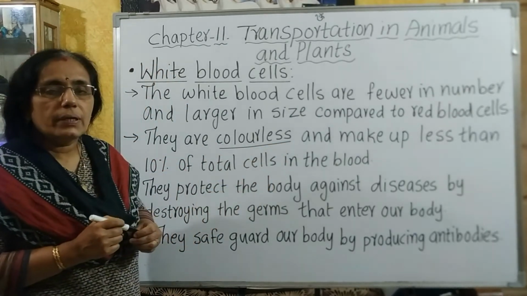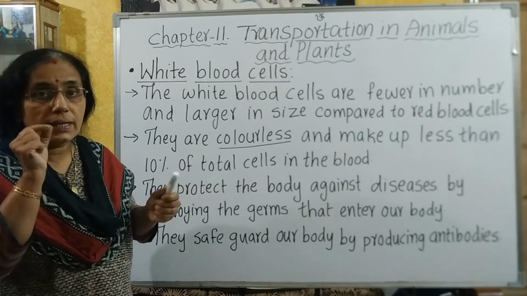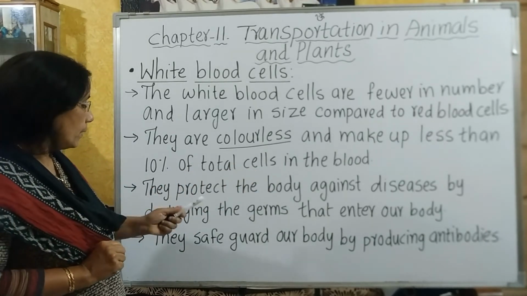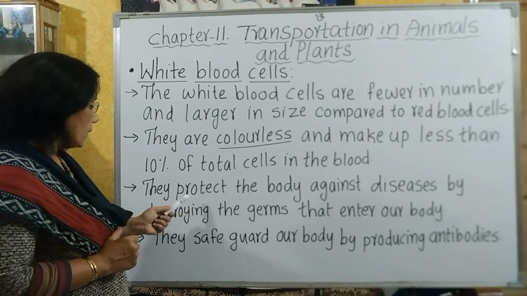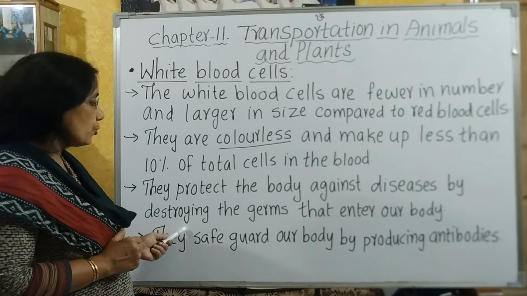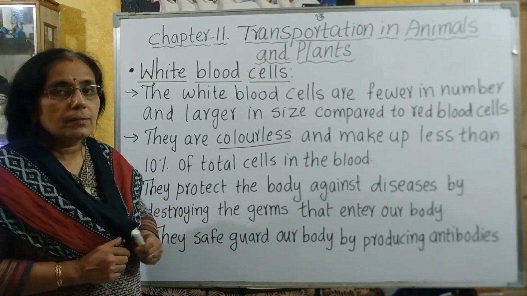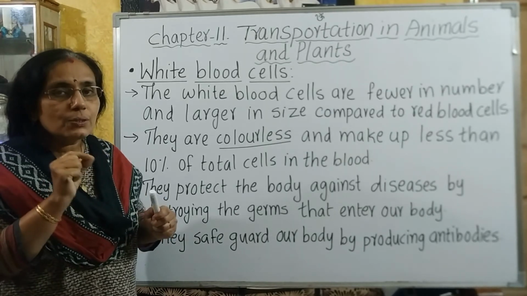And they make up only 10% of the total cells in the blood because they are less in number. Now let us see what is the function of WBC. They protect the body against diseases by destroying the germs that enter the body. The WBC is compared with the soldiers.